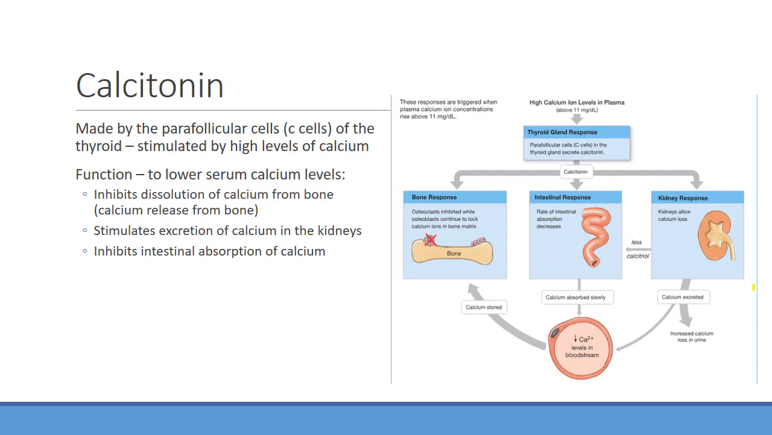Sometimes we have to give exogenous calcitonin. We can give that to some patients who are experiencing hypercalcemia. That can help to drive those levels down and get them back to a normal level. Hypercalcemia can have some cardiac effects and some muscular effects, because we mentioned calcium is really important for muscular contractions. If you have too much, you can see hyperreflexia and some other issues along with that.